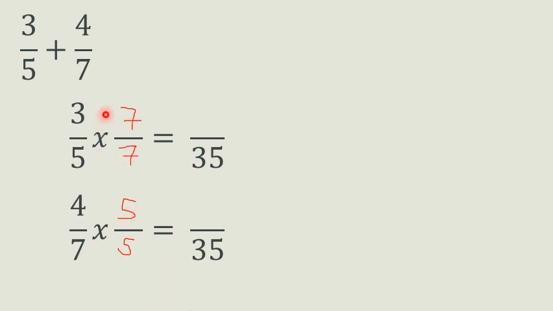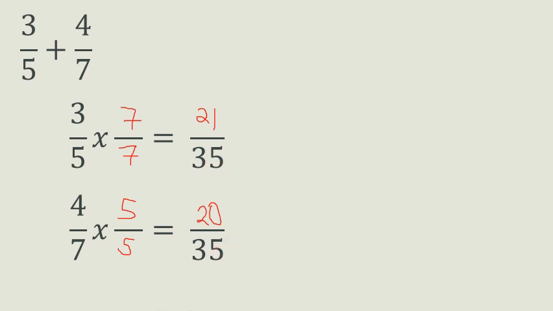Okay, now, pag-multiply naman natin para makuha ang numerator. So, we have 3 times 7. So, that is 21. Tapos, dito naman, 4 times 5 is 20. So, ang 3/5 natin ay naging 21/35. Ang 4/7 naman natin ay naging 20/35. So, ito na yung kanilang similar fraction. Okay? Kasi pareho na ng denominator.